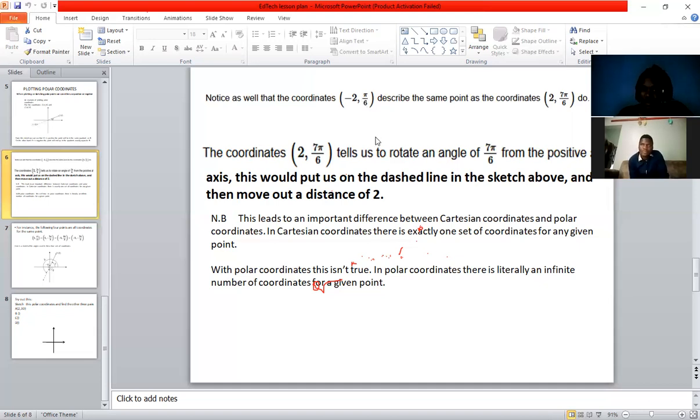Okay. Now, the coordinates 2, 7 pi out of 6 tell us that to rotate an angle 7 pi out of 6 from a positive x-axis, this would put us on the dash line in the sketch that we have just seen above, as we are moving out in a distance of 2.